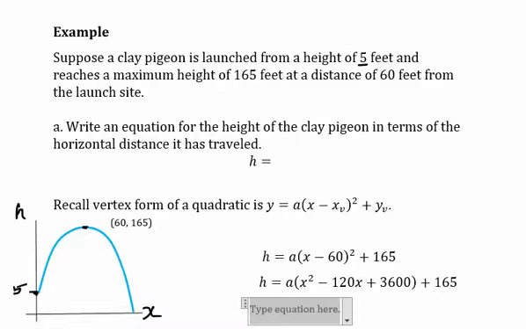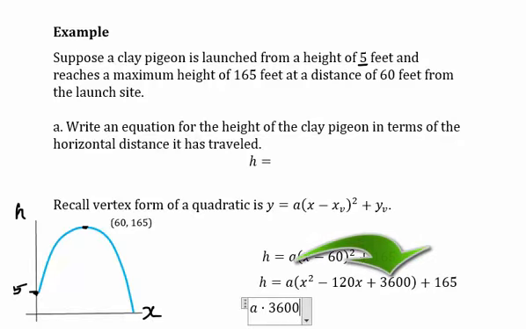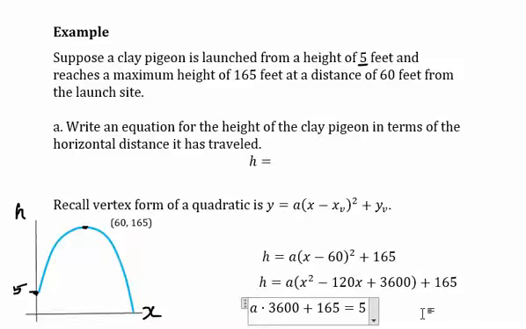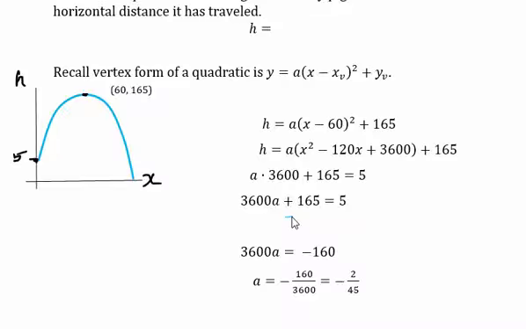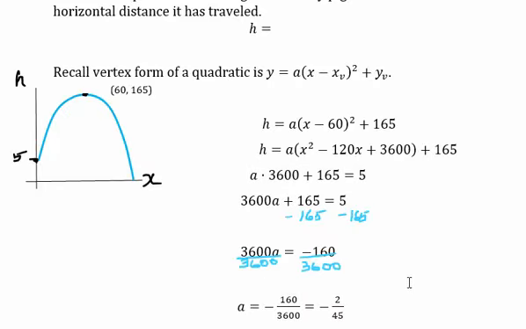and it could look something like this: a times 3600, because if we distributed that a, plus 165, all of that together should really be a 5. Okay, so to solve for a, I would subtract 165 from each side. Okay, and that gives us 3600a equals negative 160. And then divide both sides by 3600. So we get a equals negative 160 over 3600, simplified as negative 2 over 45.